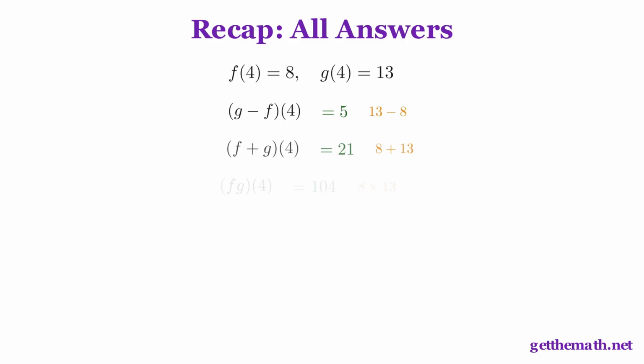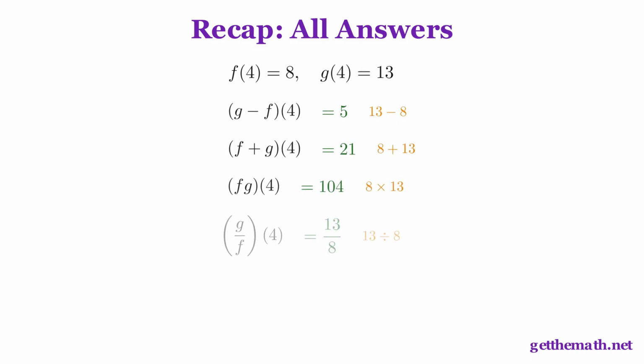Recap. (g minus f)(4) equals 5. (f plus g)(4) equals 21. (f times g)(4) equals 104. (g divided by f)(4) equals 13 over 8.